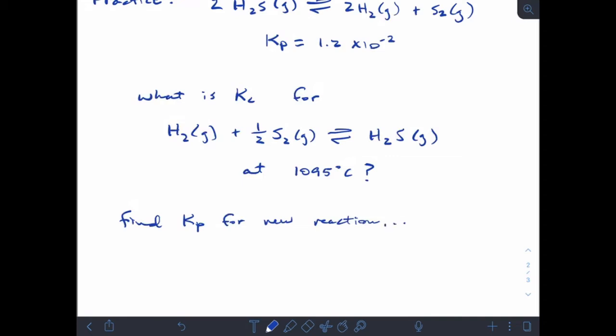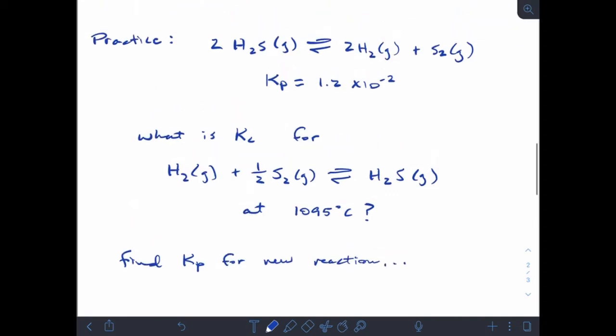All right. So taking a look at our two equations, our new equation is the reverse of the original equation, and it's been divided by 2. So it's 1/2 of the original equation. Okay, so in video 1, we learned about what we can do to the value of K depending on what we do to the equation.